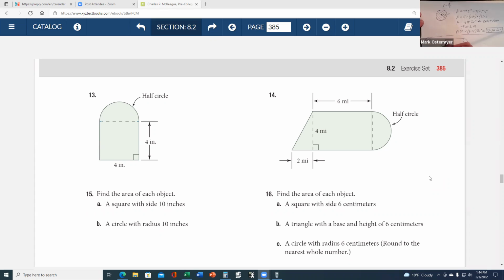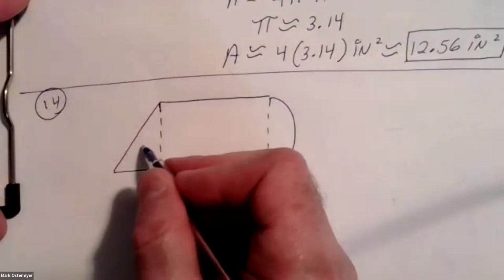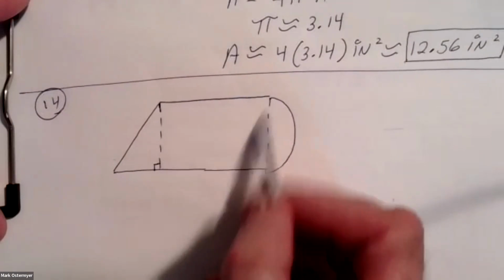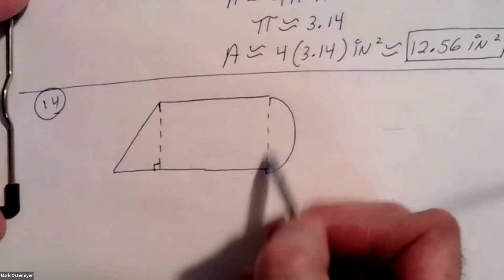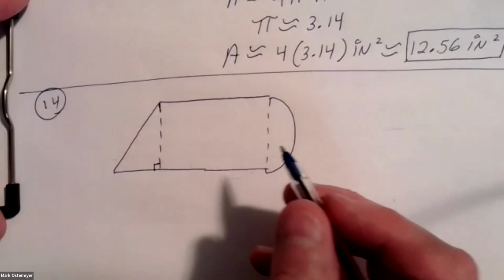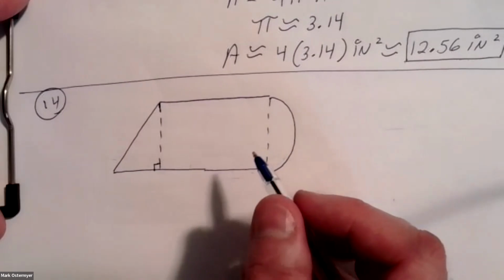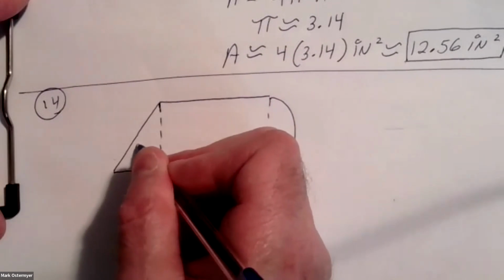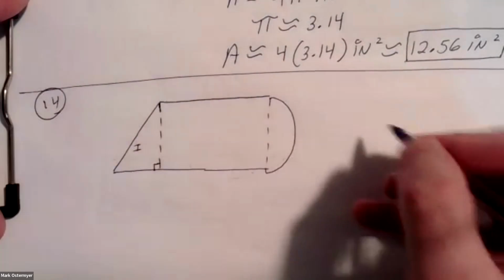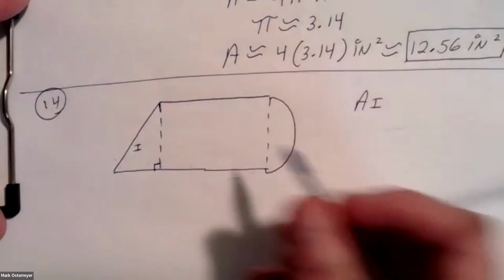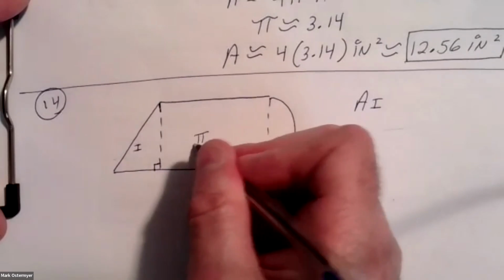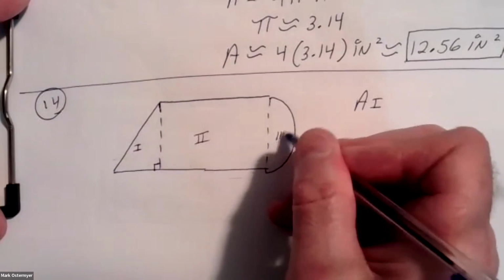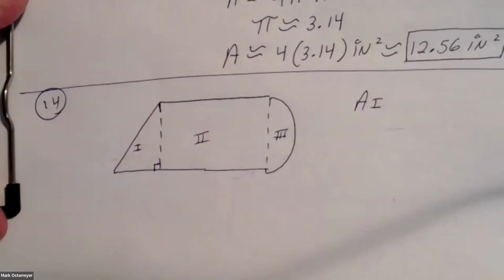I see a triangle, a rectangle, and a half circle. That's exactly what I'm seeing here. I see a triangle, a rectangle, and a semicircle. So that's exactly how we're going to compute the area of this entire shape. We're going to have to do it in stages. We're going to find the area of this triangle, the area of the rectangle, and the area of this semicircle. And then we'll add all these areas together and we'll be done.